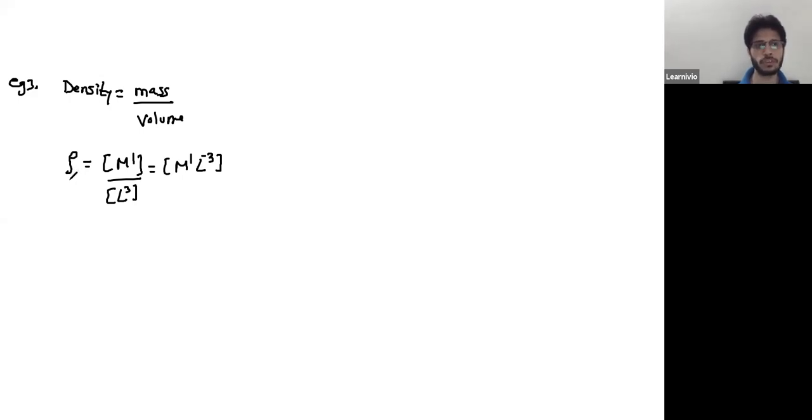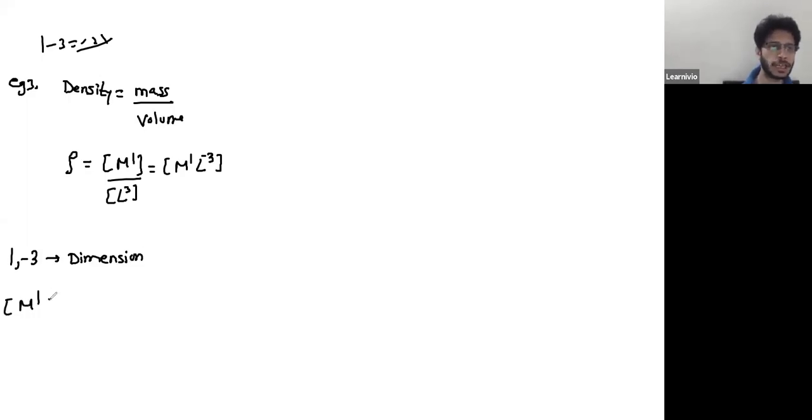Rho is the representation of density. So here 1 comma minus 3, these are the dimensions of density. Don't just subtract them. We don't subtract dimensions or add dimensions. We write them separately, like 1 comma minus 3 are the dimensions of density.